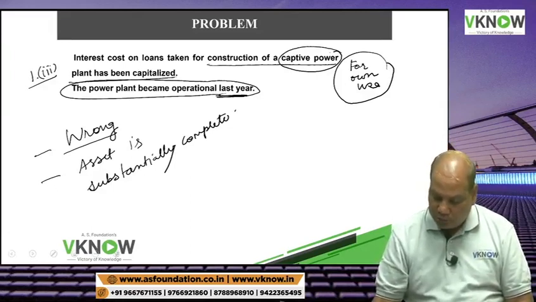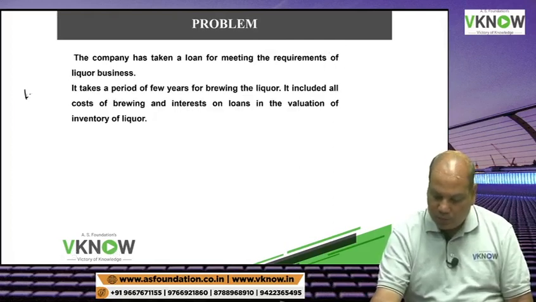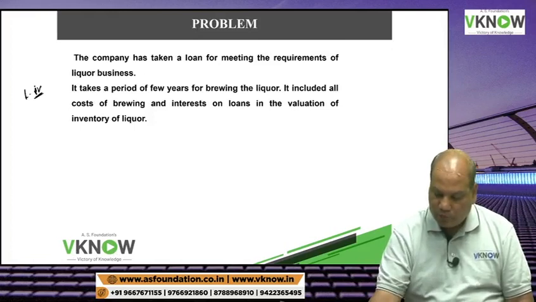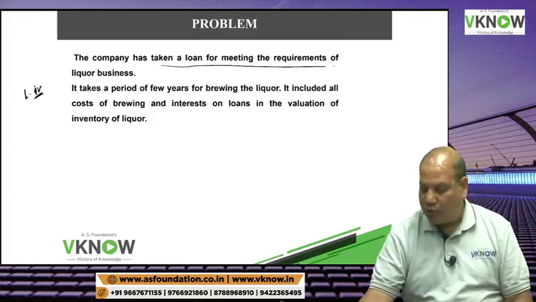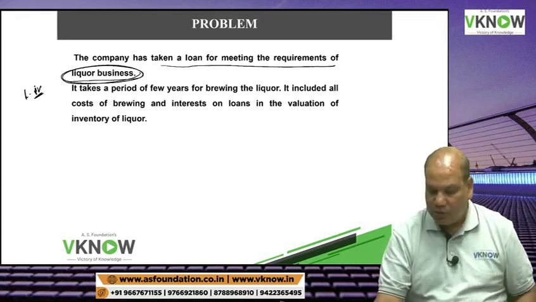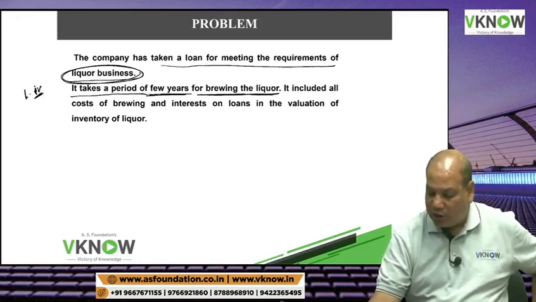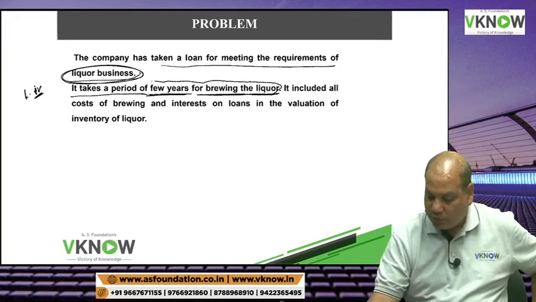Next point, question number 1, point number 4. The company has taken a loan for meeting the requirement of liquor business. Such a bad business. It takes a period of few years for brewing the liquor, that is the manufacturing process. So liquor is a qualifying asset.